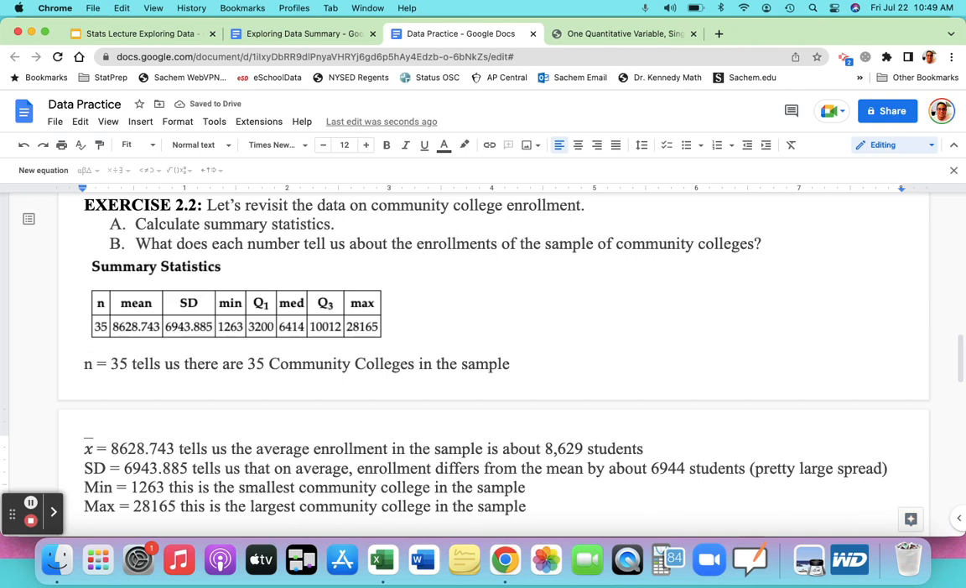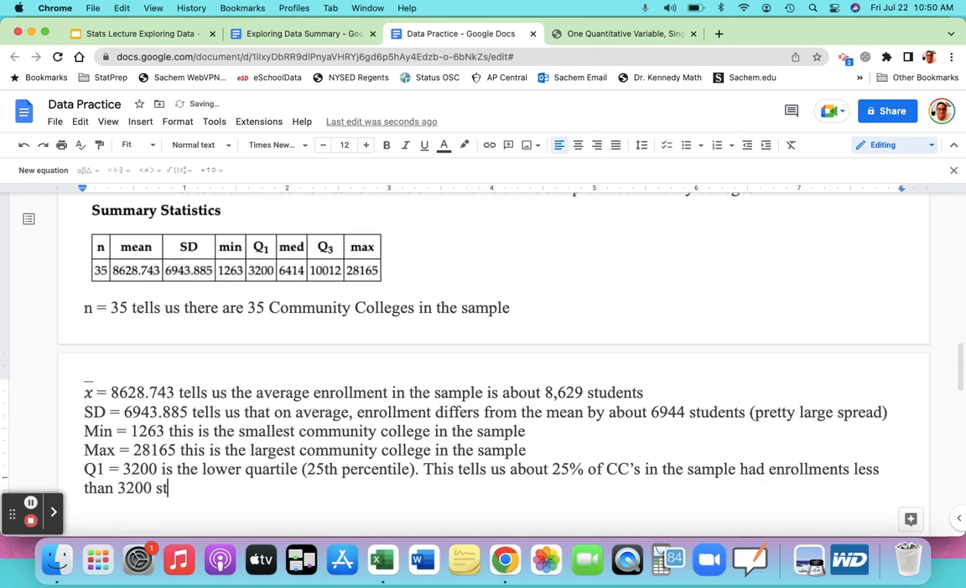All right, now we'll talk about the other things. So the Q1 equals 3,200 is the lower quartile, which is the 25th percentile. Okay, this tells us about 25% of community colleges, I'm going to say CCs, in the sample had enrollments less than 3,200 students.